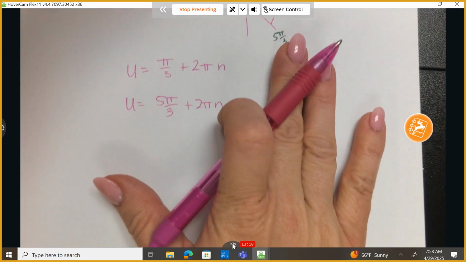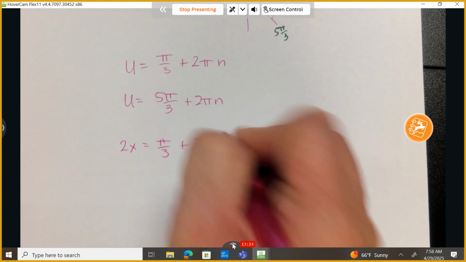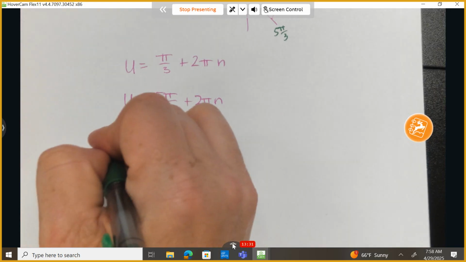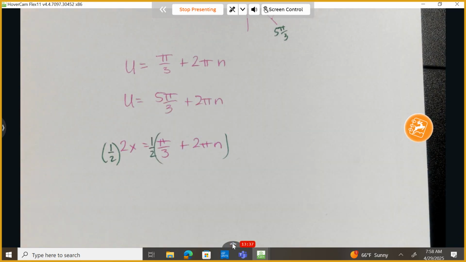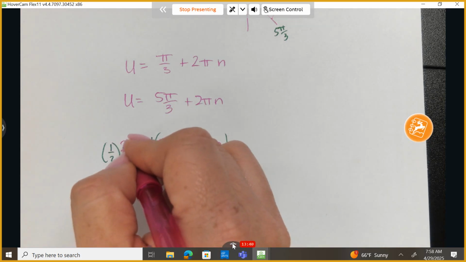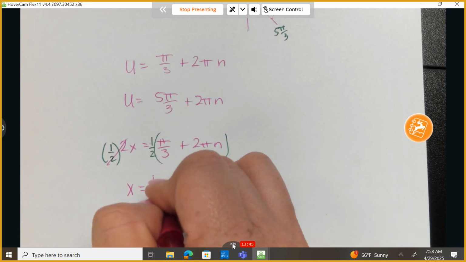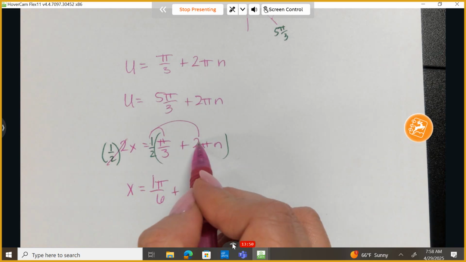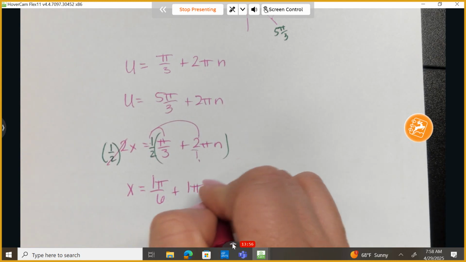So let's go back. We are one step away from being done. So we're going to write 2x equals pi over 3 plus 2 pi n. And now in order to isolate the x, that's our whole goal, we need to get rid of the 2. So dividing by 2 is absolutely true, but that's the same as multiplying by 1/2. So I'm going to take this entire thing and multiply it by 1/2. So on the left-hand side, I get x. That's exactly what I want. Now on the right-hand side, I have 1 pi over 6 plus, now I need to multiply here. 1 times 2 is 2. So 2 over 2 is the same as 1 pi n.